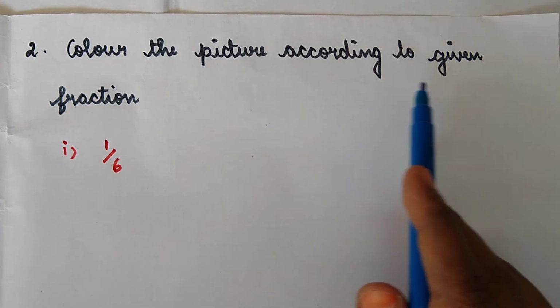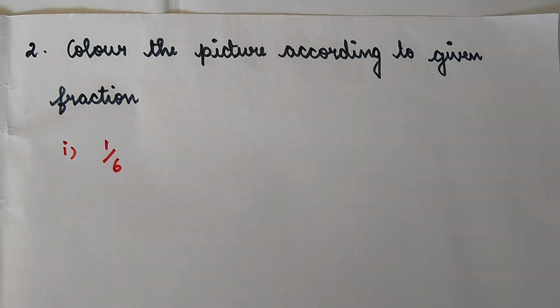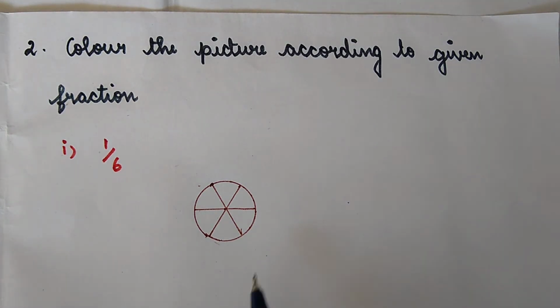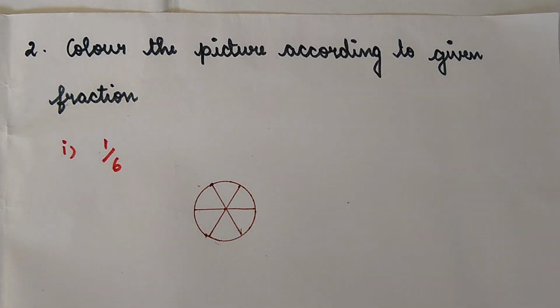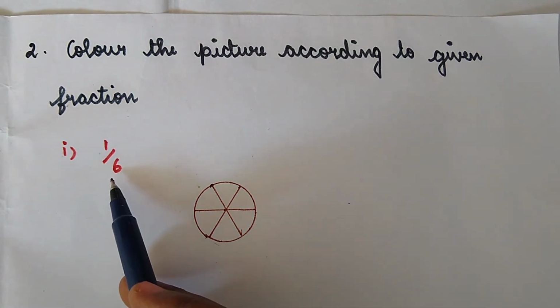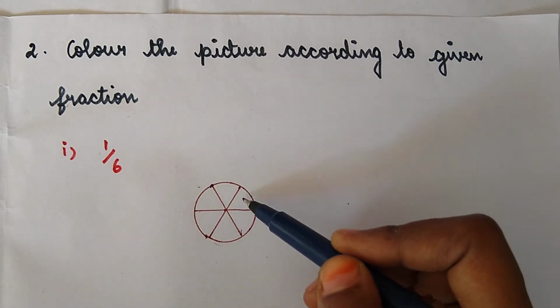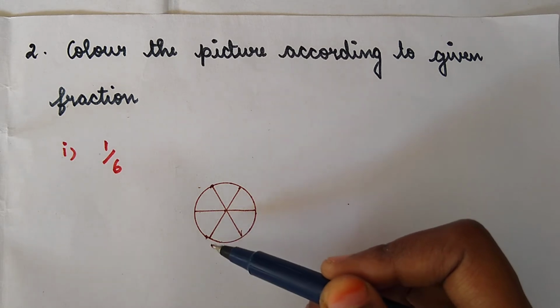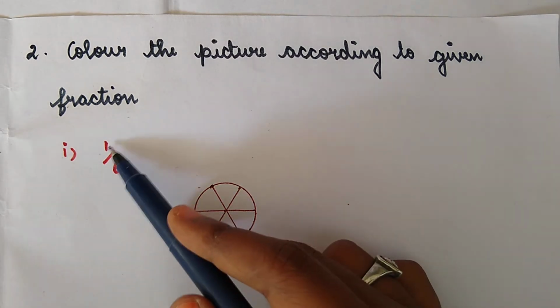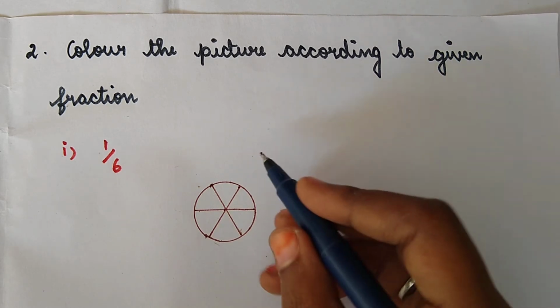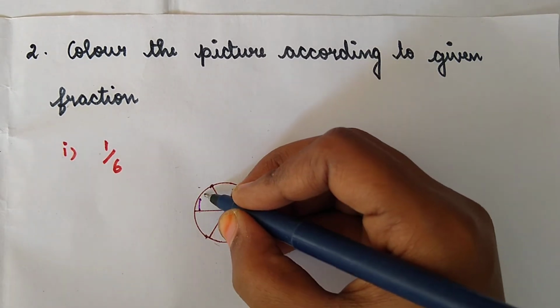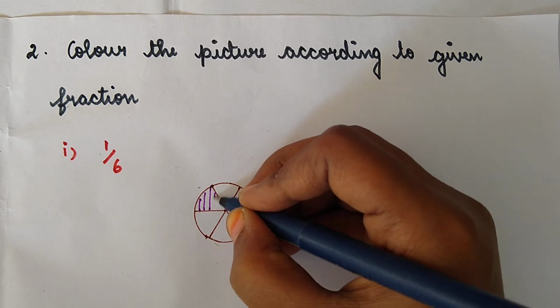Color the picture according to the given fraction. This is the given diagram. We have to shade it according to the question. So, here the total number of parts is 6: 1, 2, 3, 4, 5, 6. So, we have to shade 1 out of 6, one of the 6 parts.